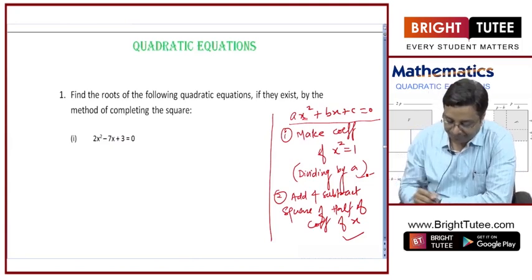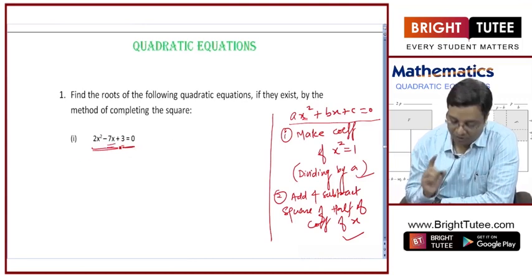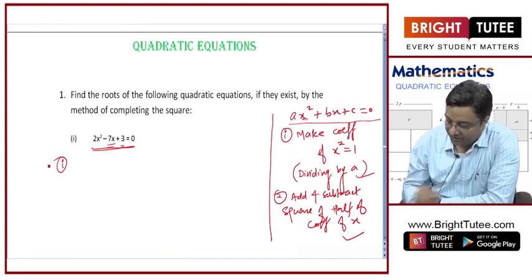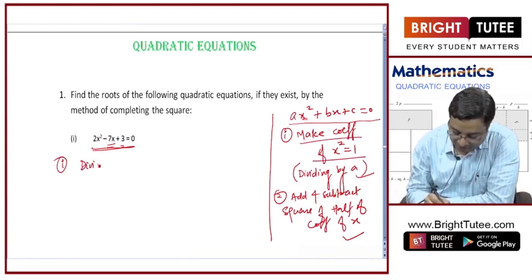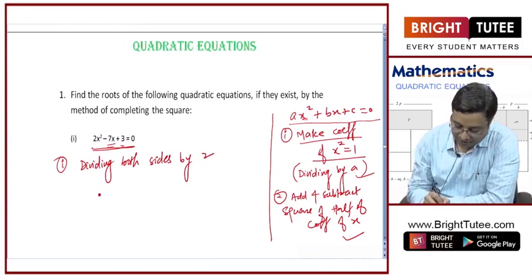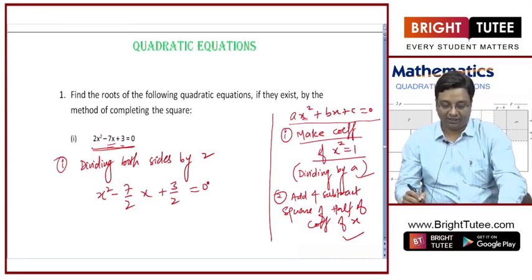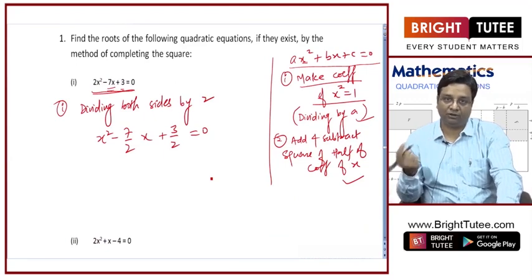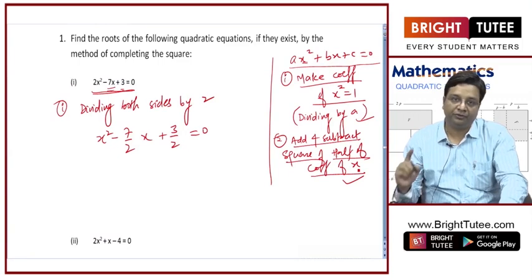Let's look at this question. This is the question 2x square minus 7x plus 3 equal to 0. So step number 1, make the coefficient of x square equal to 1. So how do I do that? Dividing both sides by 2. Okay, so x square minus 7 by 2x plus 3 by 2 equals 0, right? So the first step is done. Now the coefficient of x square is equal to 1. So what is my second step? Add and subtract the square of half of the coefficient of x.